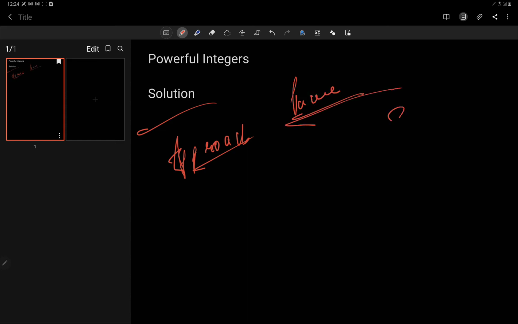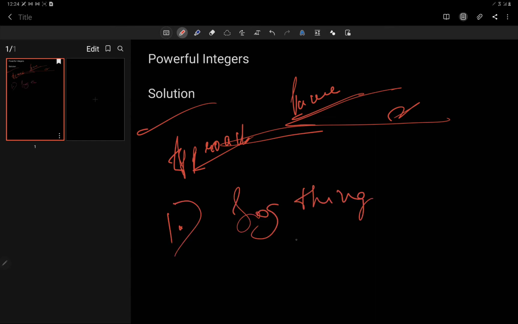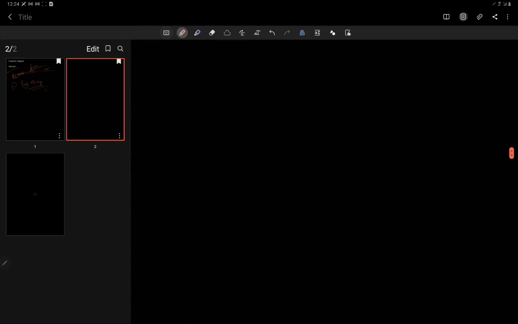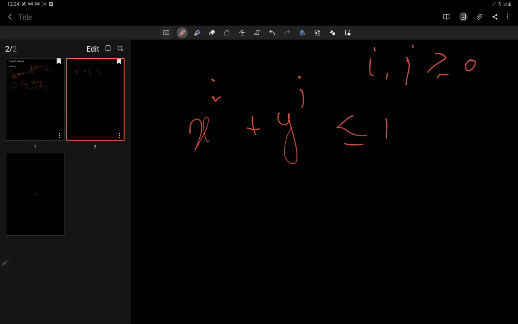Alright, whenever power comes to mind, one thing I always told you to keep in mind is the log thing. Now, how is the log thing helpful in this case? Let me show you how. The question is x to the power i plus y to the power j, where i and j are greater than or equal to 0, should be less than or equal to bound.